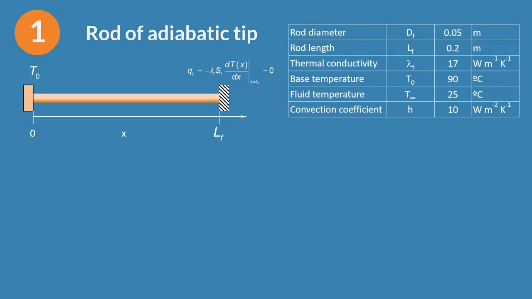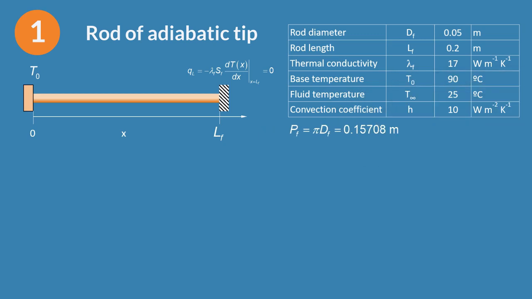Regarding the fin, the rod diameter, its length, and its thermal conductivity are given in the table. Also in the table, you can find the boundary conditions, that is, the base temperature, the fluid temperature, and convection coefficient. We are asked to calculate temperatures and heat transfer rates at different points. We will start calculating some parameters.